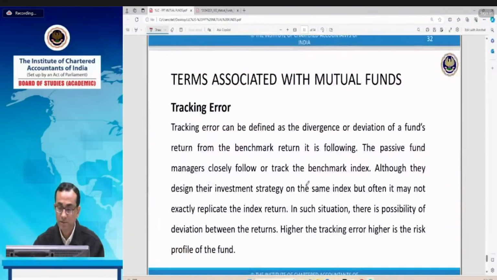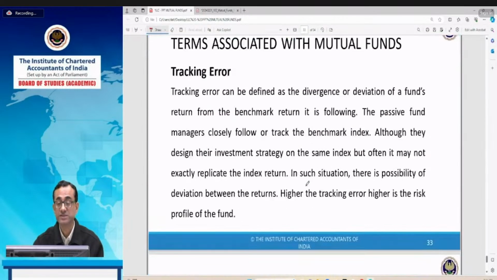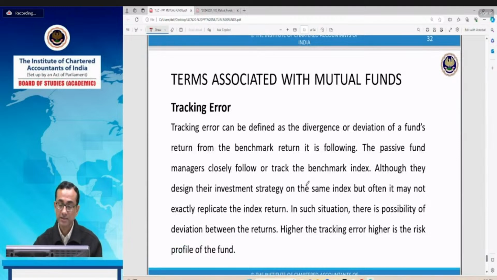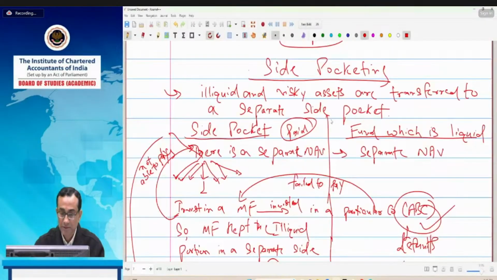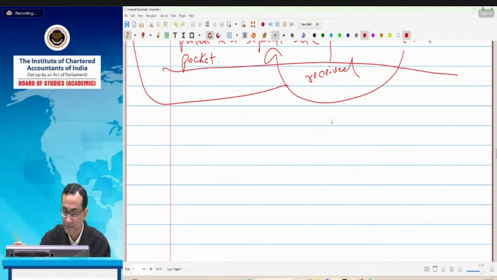Now come to another important concept of mutual funds, which is tracking error. Tracking error is basically the divergence or deviation of a fund's return from the benchmark it is following. Just go through this slide and I will explain it also. Tracking error is basically associated with passive funds, that is, index funds. I will take some time to explain this tracking error.